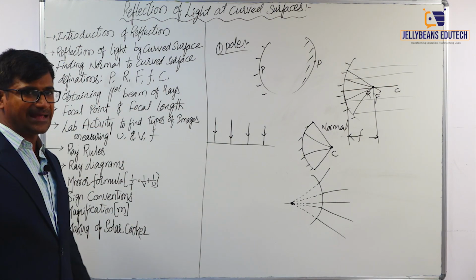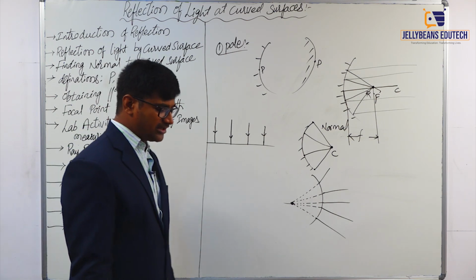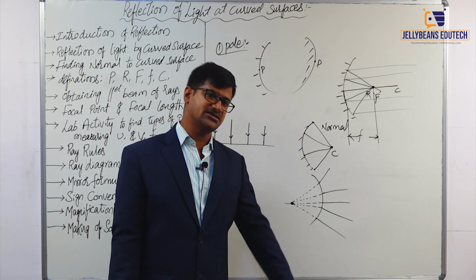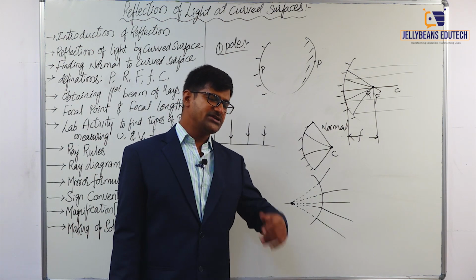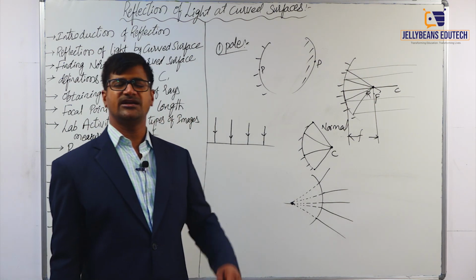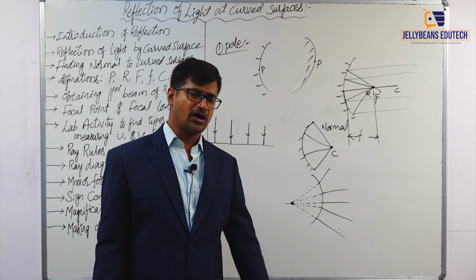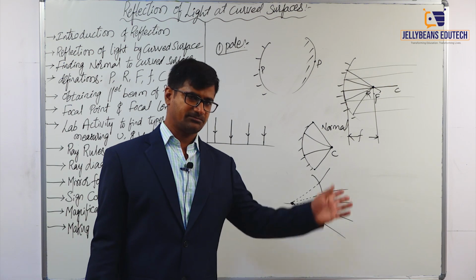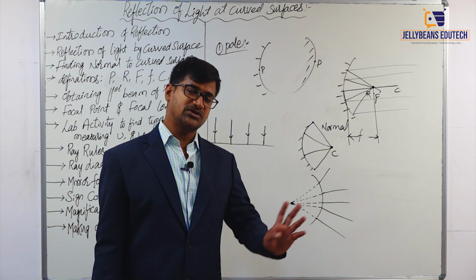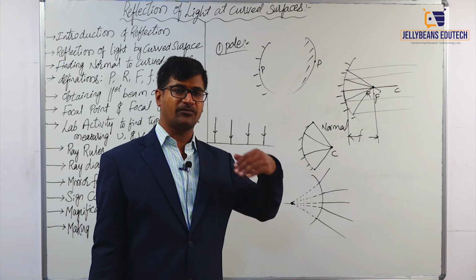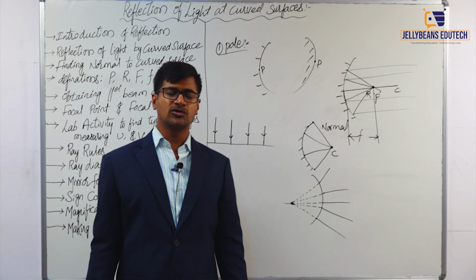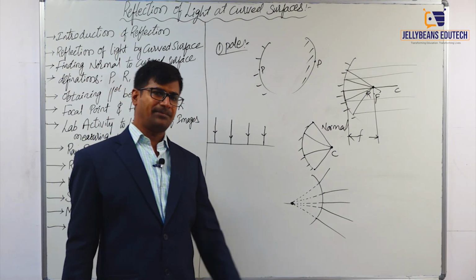Next, obtaining a parallel beam of light rays. Obtaining a parallel beam of light rays is very easy. When the object or light source is placed at infinite distance, far away from the mirror, the light rays coming from there are considered parallel light rays.